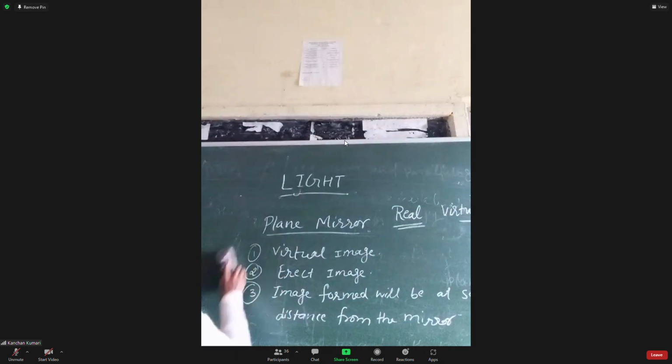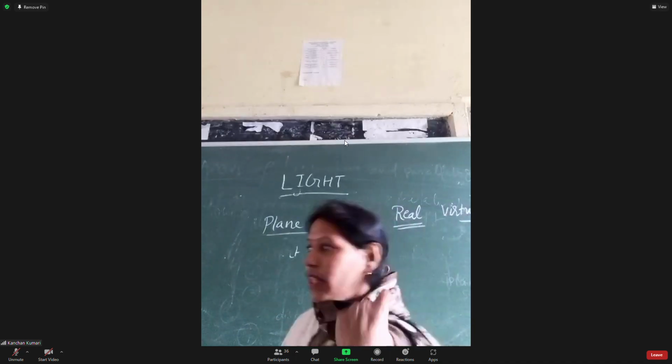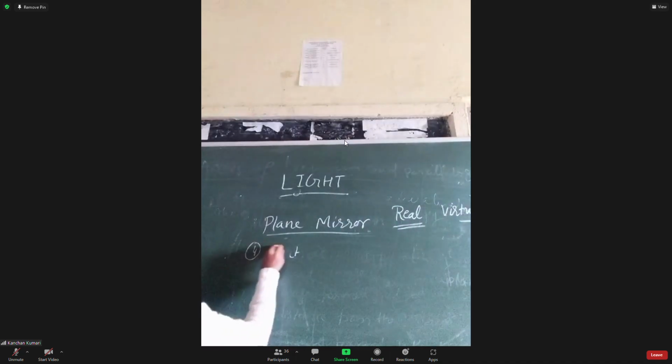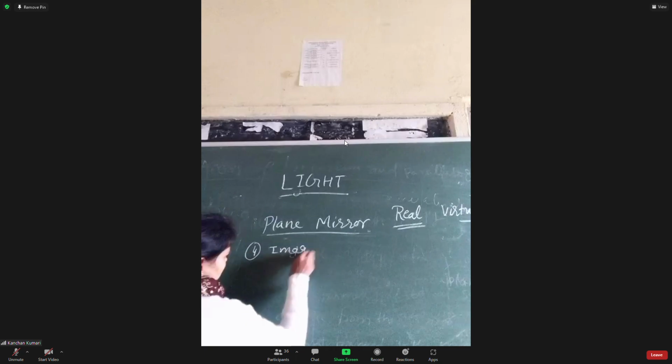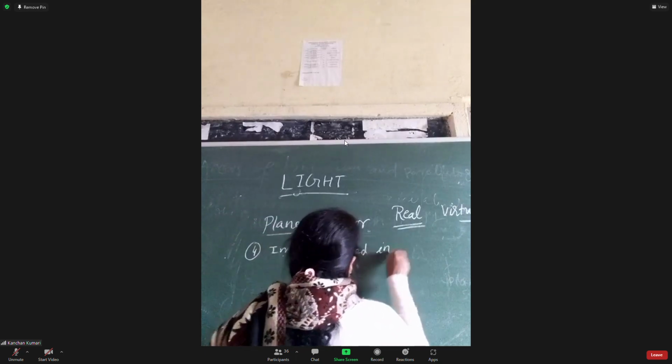Now the next topic. The fourth point is the image formed in a plane mirror.